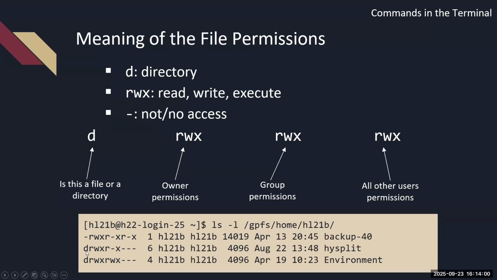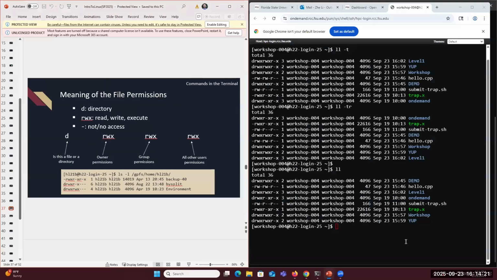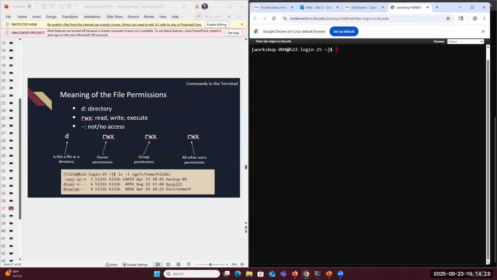And this is a directory, right? I can read, write, execute. My group members can read, execute, but not modify it. And for all other users, I want to protect it as private. I don't want all other users to see it. So these are the file permissions. And you can always change that with a command.